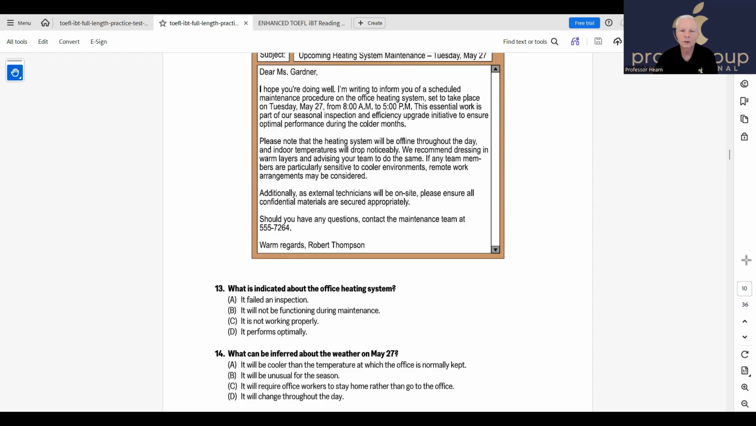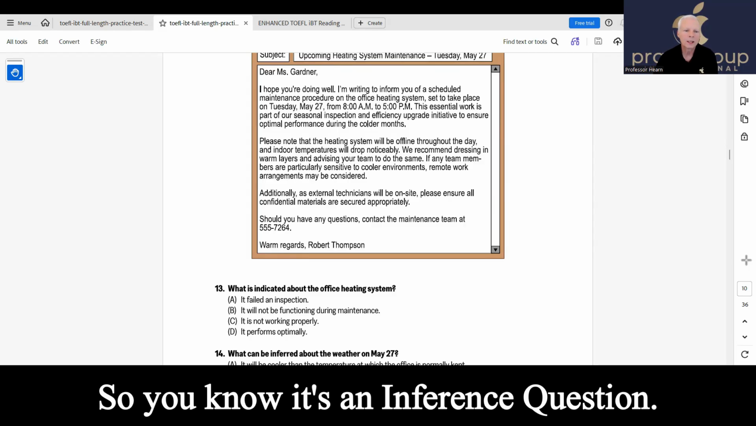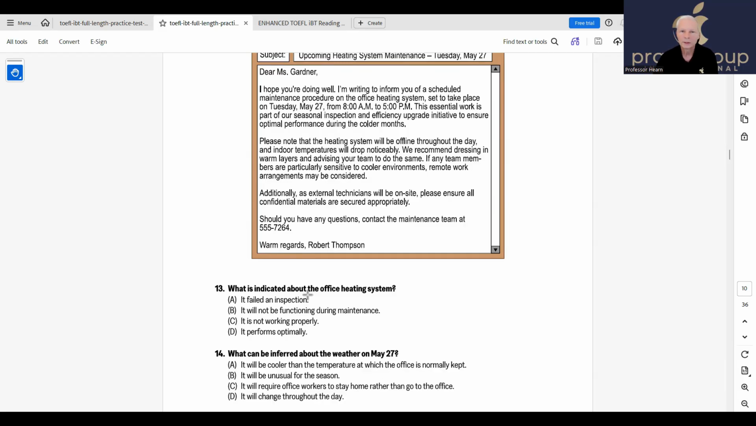Now let's continue answering. Again, short passage. You may be tempted to read the whole thing, but don't. Save yourself time. Eliminate confusion and wrong choices by going directly to the question and saying, okay, number 13. What kind of question is it? It says indicated. And what is the question asking you about? It's asking about the office heating system. Now, where will we look in our passage? Here.